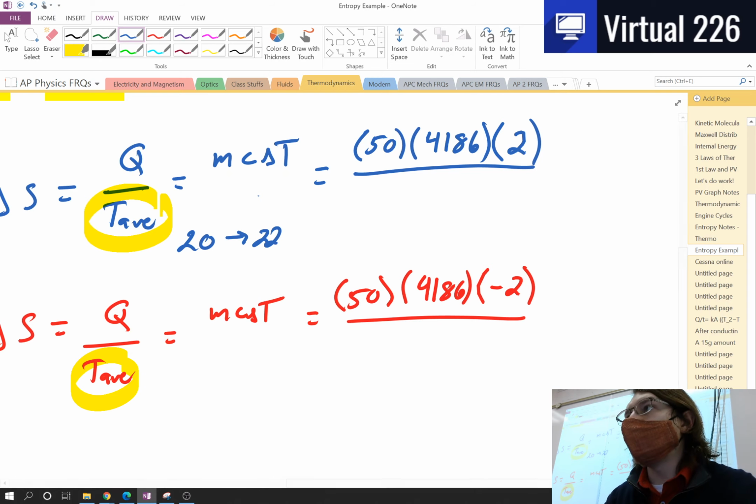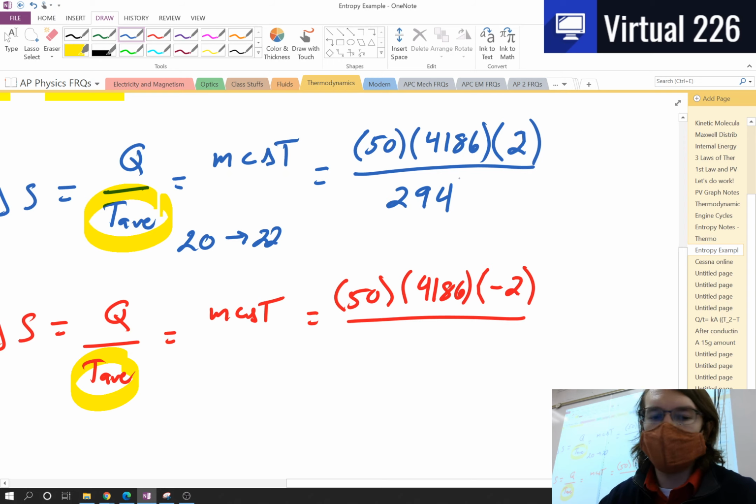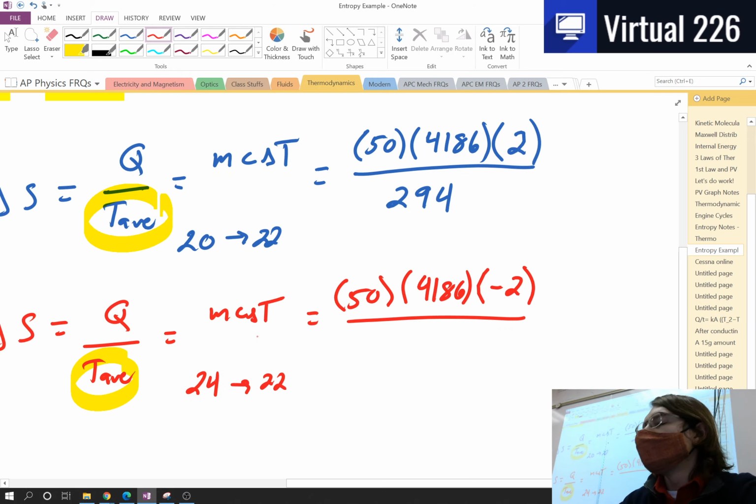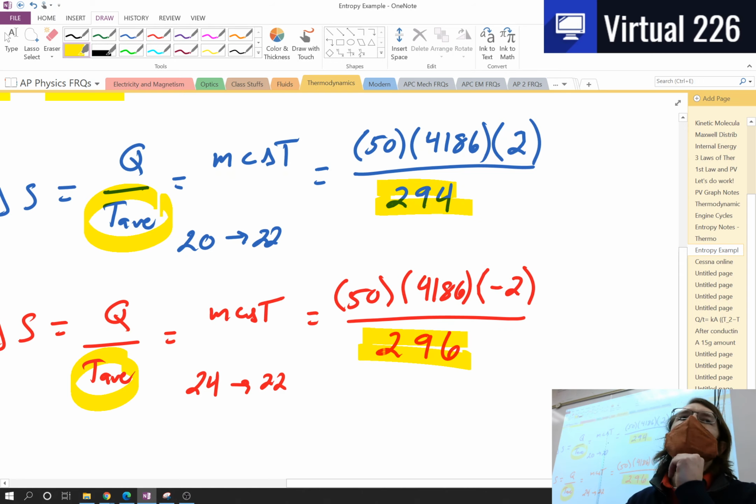was 21 degrees Celsius, which we are going to properly convert into Kelvin. So we're going to take 21, add 273 to it, and we're going to get 294 Kelvin. Our hot water, though, it went from 24 to 22. Its average temperature then was 23. Converting that to Kelvin, adding 273 to it, we get 296.